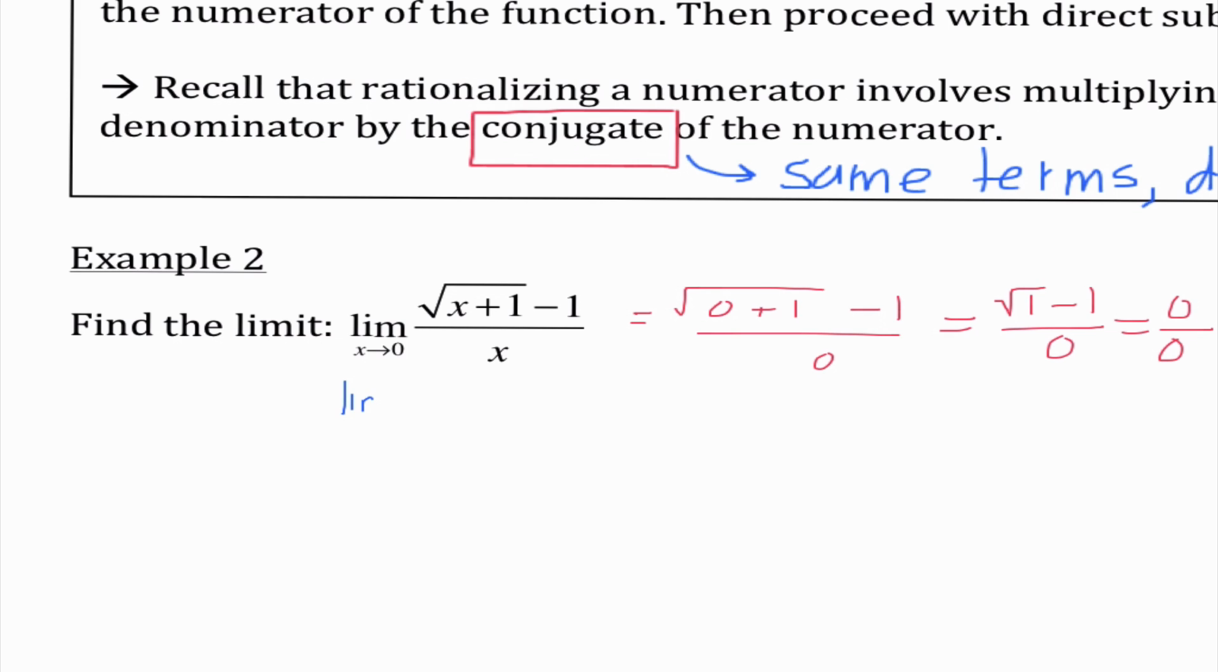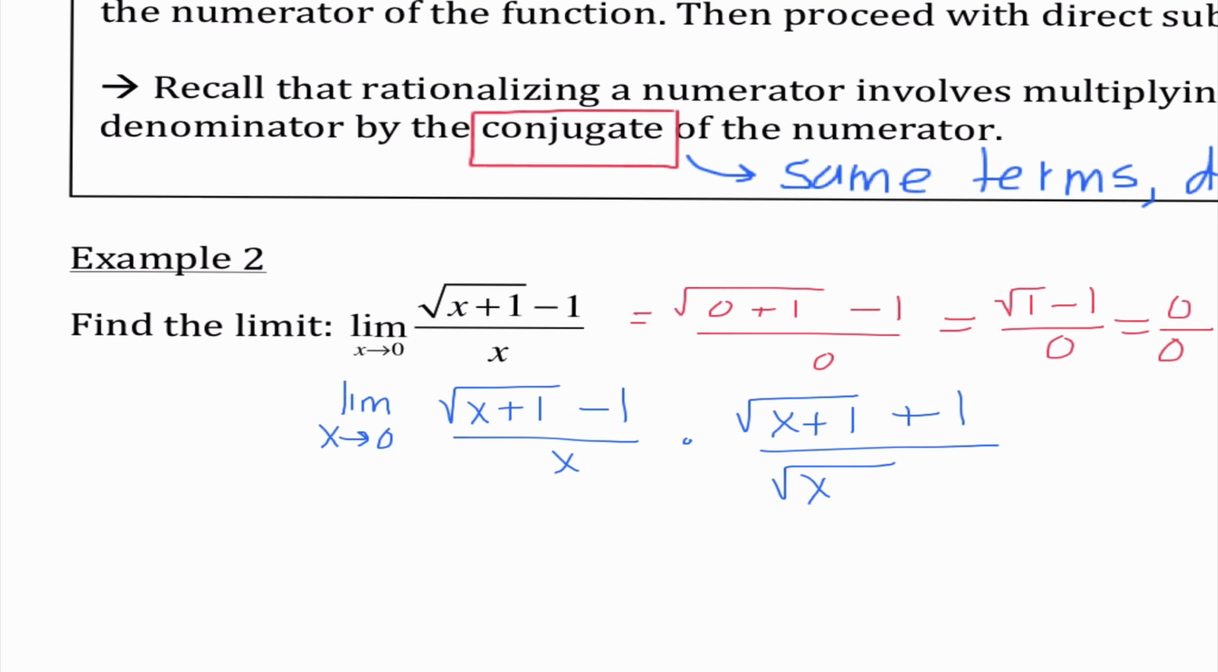Okay, here we go. So the limit as x approaches 0 of the square root of x plus 1 minus 1 over x. I'm going to rationalize this by multiplying by the square root of x plus 1 over the square root of x plus 1 plus 1. So this is what we call the conjugate, because notice my two terms are the same. I'm just changing that sign in between.